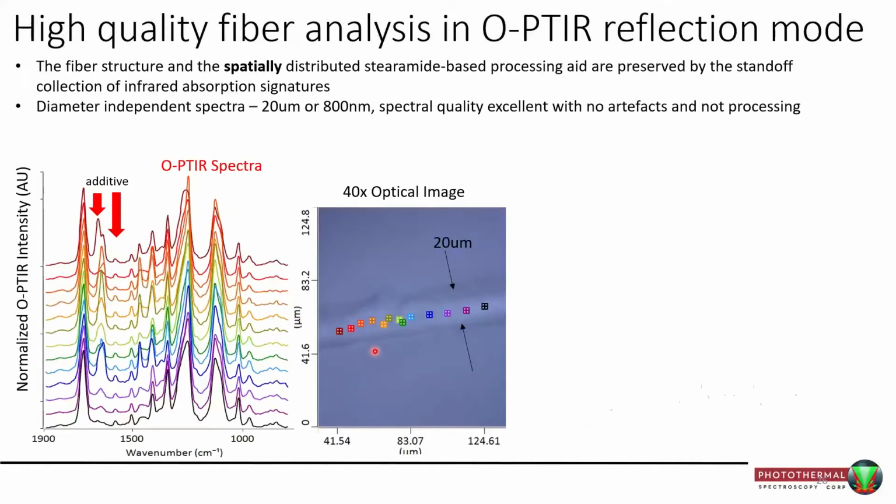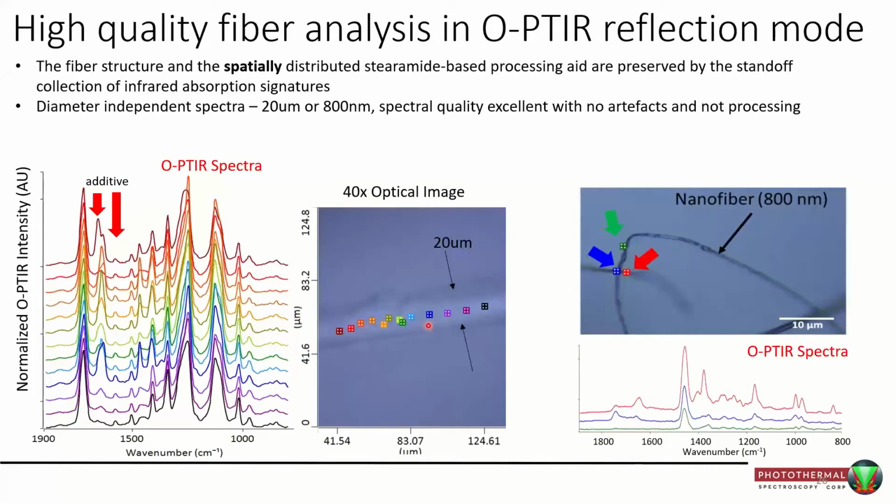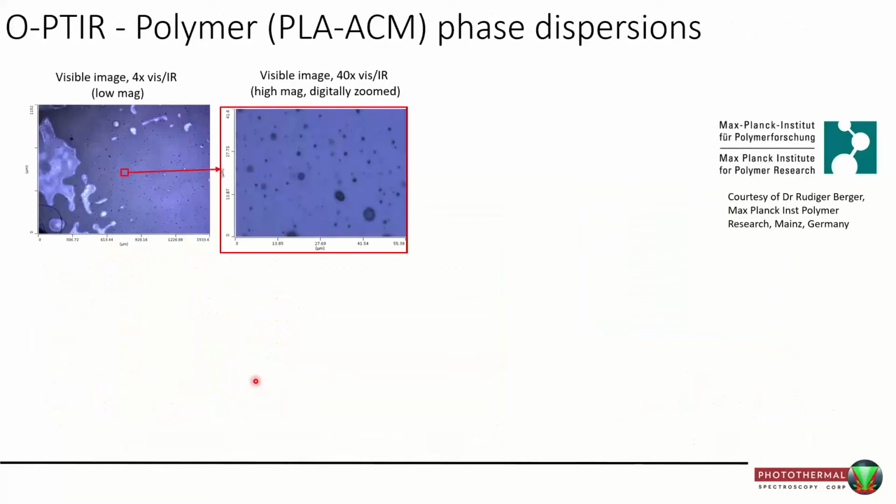Fibers we can measure, so I'm going to go through these pretty quickly, whether it's a 20 micron fiber or a nano fiber. These spectra are all completely unprocessed. So if you've ever tried to measure a spectrum from a fiber before, you'll know that in a traditional FTIR microscope in reflection, it just doesn't work.